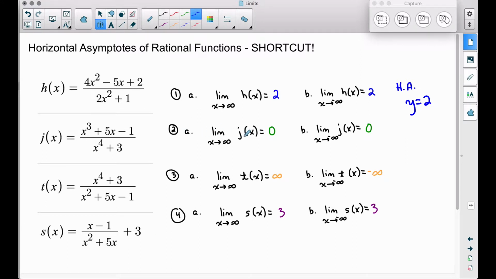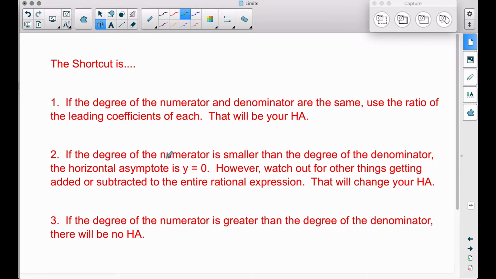Now notice for question number 2, j of x, we got 0 for both of these. That is going to be our horizontal asymptote, y equals 0. And what I want you to notice now is the following. The degree of the top is smaller than the degree of the bottom. If the degree of the numerator is smaller than the degree of the denominator, the horizontal asymptote is y equals 0. But notice this right here. We want to watch out for other things getting added or subtracted to the entire rational expression. Let me show that to you.